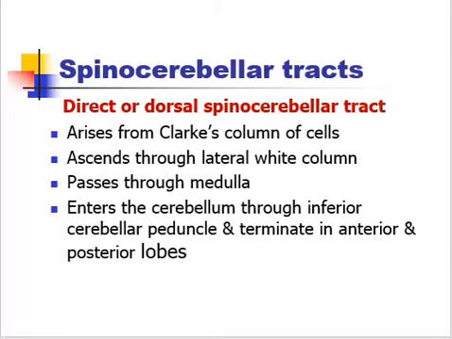And the spinocerebellar tract has two types. One is the direct, or dorsal, spinocerebellar tract. It arises from Clark's column of cells, ascends through the lateral white columns, passes through the medulla, enters the cerebellum through the inferior cerebellar peduncle and terminates in the anterior and posterior lobes.